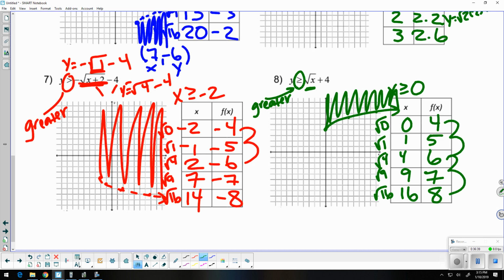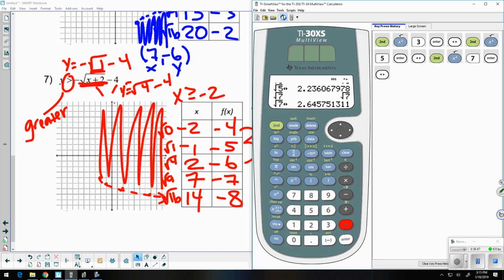So hopefully this wasn't too bad for you. I think it's pretty easy. And again, you can always use your resource. You can always use your calculator. This can always help you, type it into the table. You can get most of your table out of there as well.